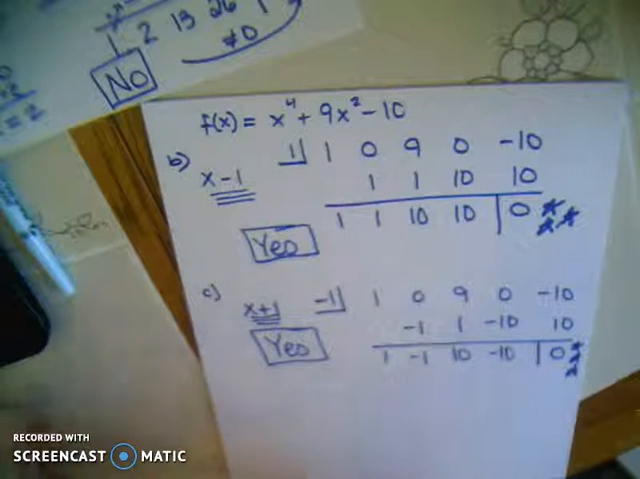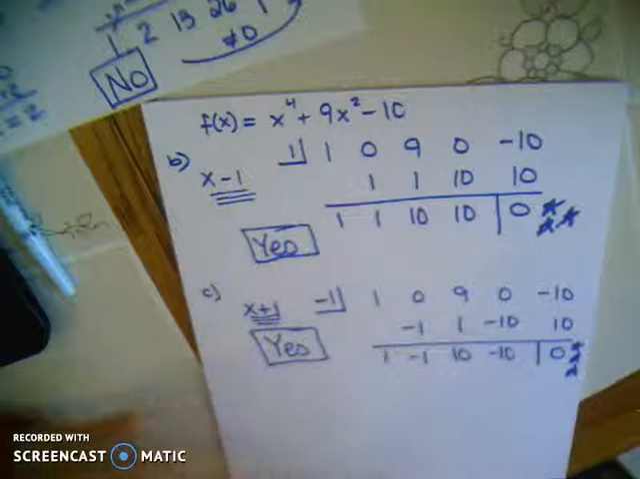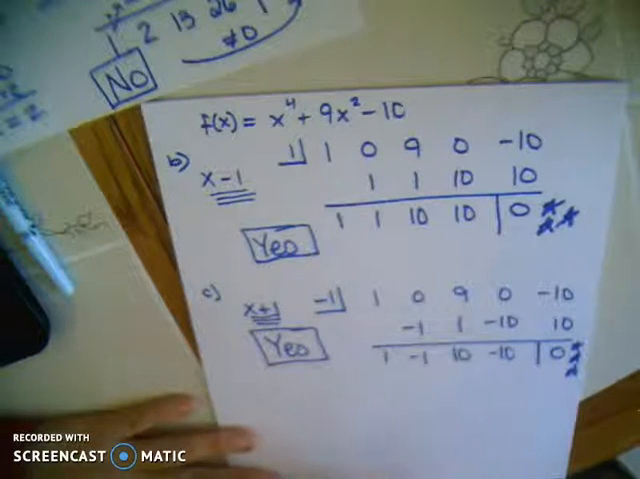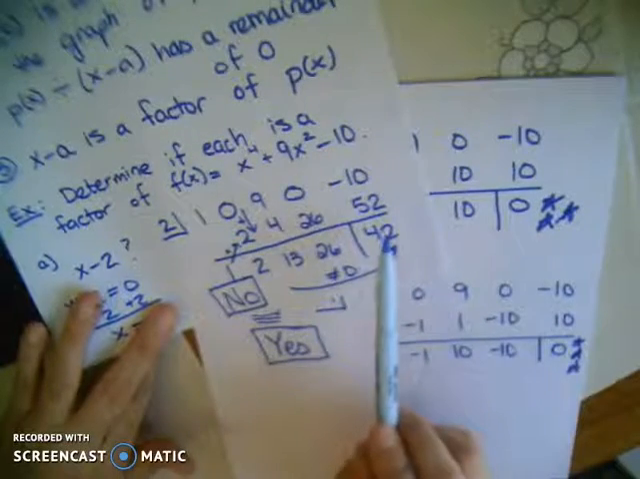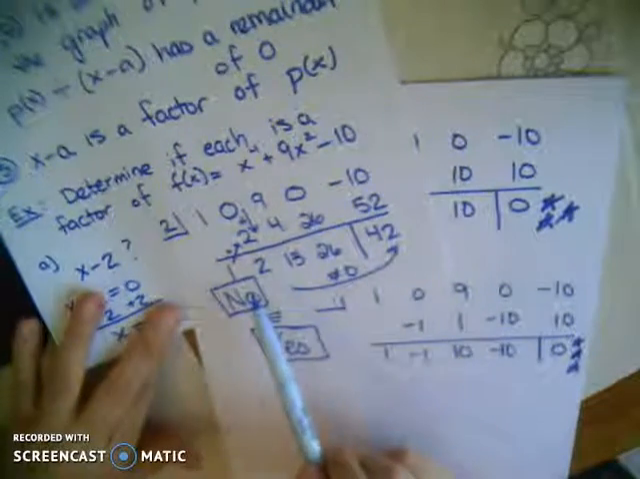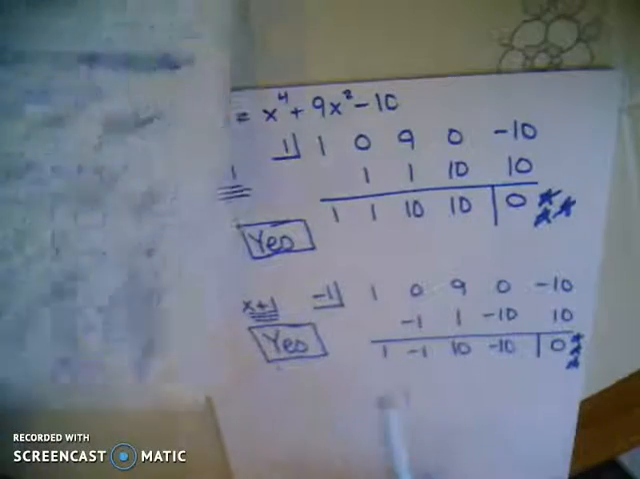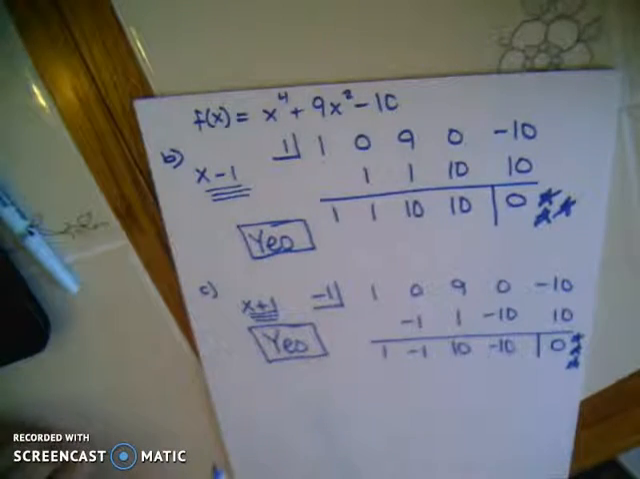For right now, though, I'm giving you the original polynomial, I'm giving you the factor, and I'm just asking yes or no. So if remainder equals anything but 0, no, it's not a factor. Remainder equals 0, yes, it is a factor. And this is what our factor theorem tells us.